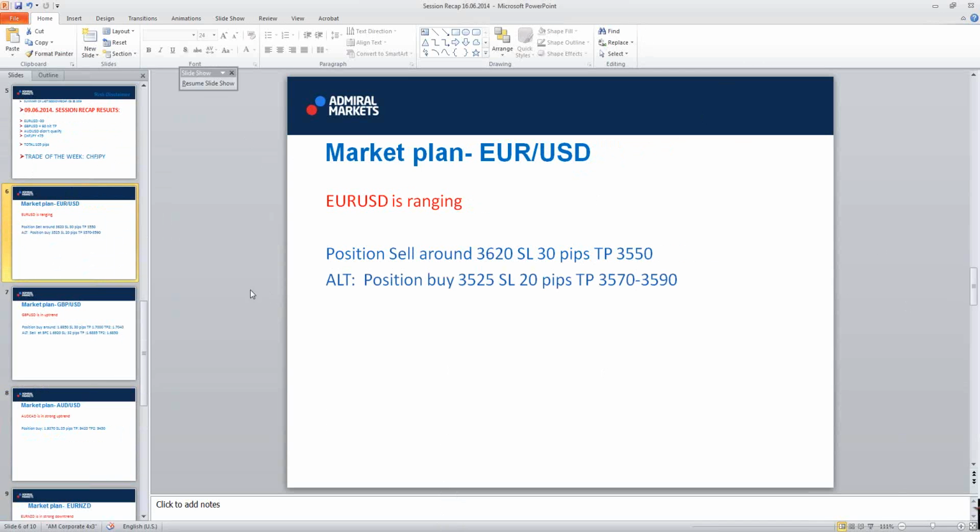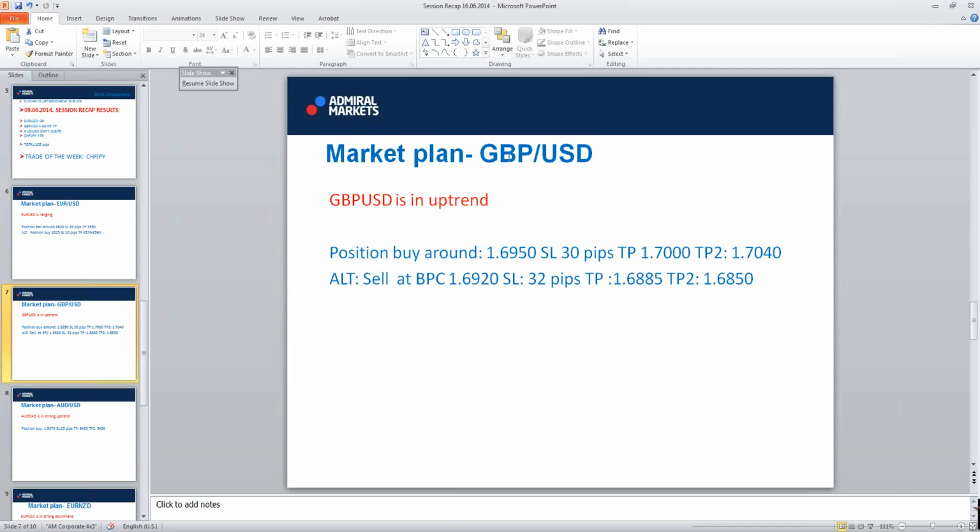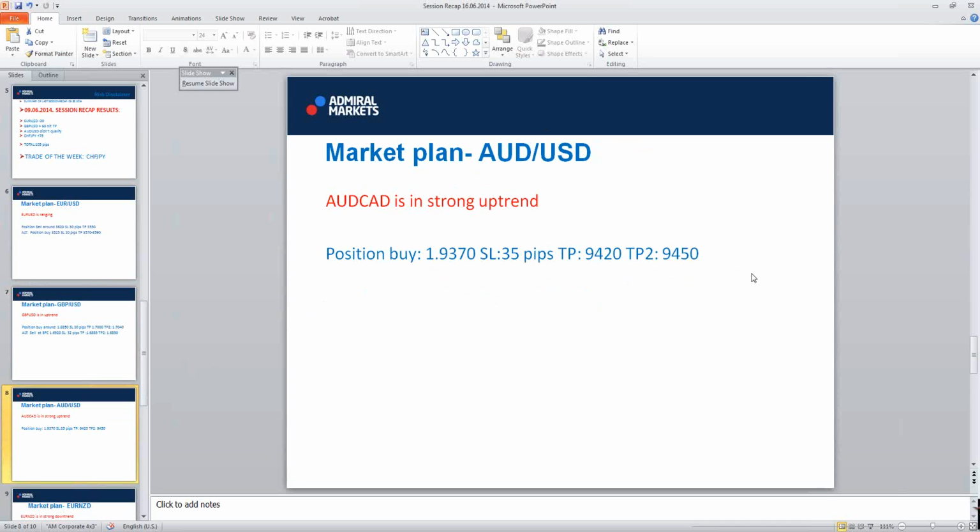This is the Euro-dollar plan. This is the GBP-dollar plan. This is AUD. No gold. I don't trade gold. There is a question: any view on gold? I don't trade bullion. Gold, silver, I don't trade it.